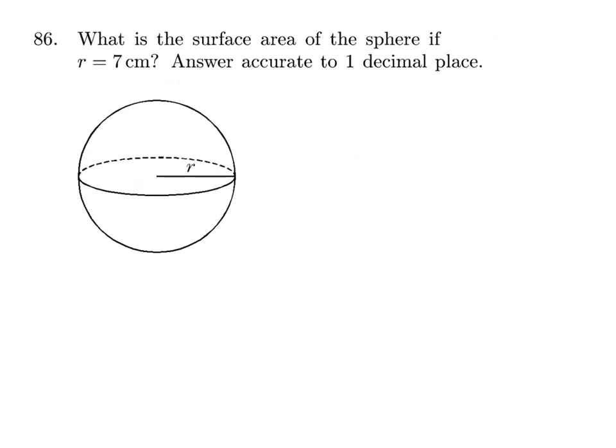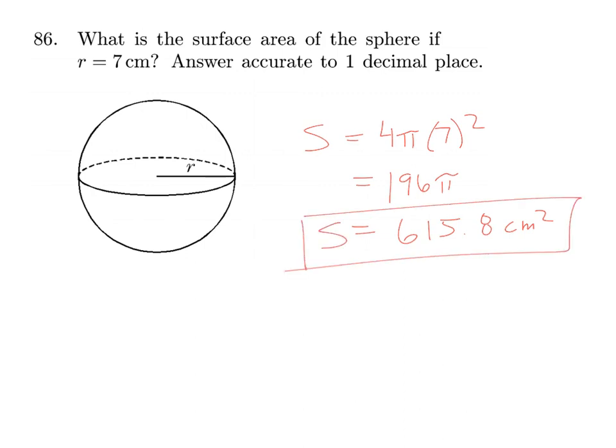Going on to 6. What is the surface area of the sphere if r is equal to 7? Answer accurate to 1 decimal place. Alright, so it's not in terms of pi. We have to round the decimal. Okay, so we have the surface area formula 4 pi r squared, which is 7 squared. 4 times 49 is 196. And if we multiply that by pi, we get 615.8 centimeters squared. Alright, done.